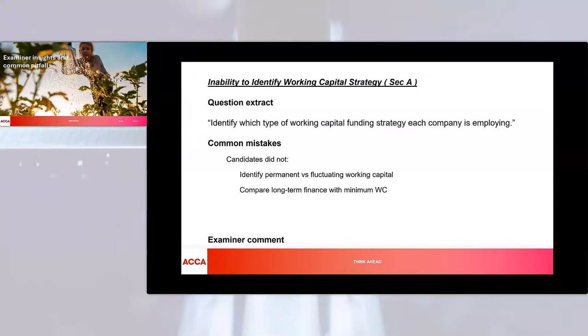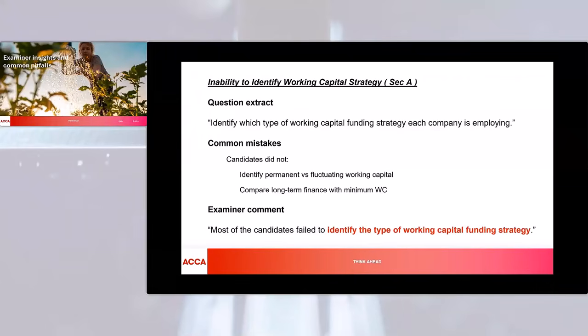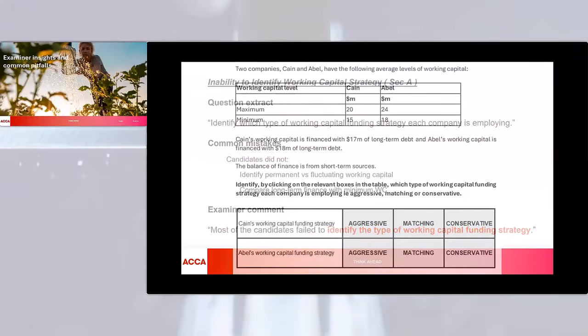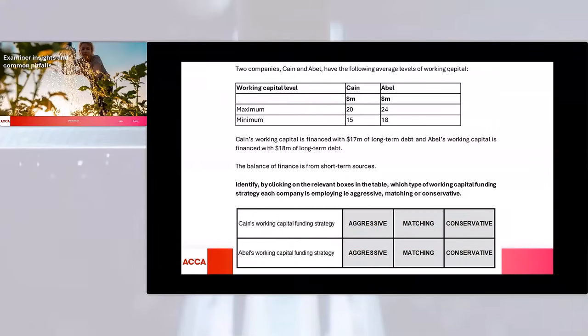So what was the examiner's comment? That most of the candidates failed to identify the type of working capital funding strategy. This was the examiner's report observation with regard to this. With regard to this question, the two companies, Kane and Abel, have the following average level of working capital. Kane's working capital is financed by 17 million long-term debt. What is the long-term minimum? Here it is 17 long-term. Abel's working capital is financed by 18 million, 18 million long term.